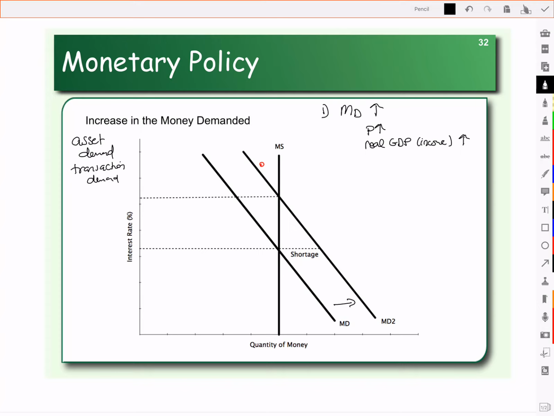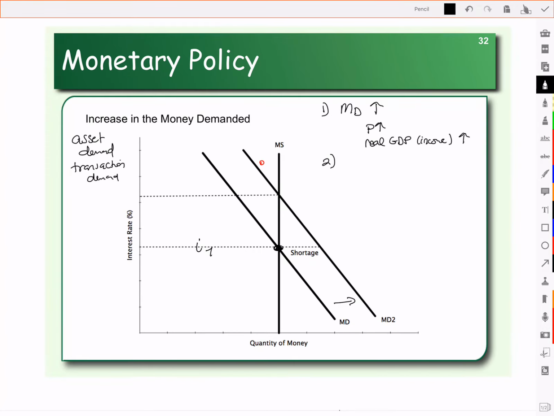Well, if the demand for money increases, what happens? At the current interest rate, so here we are at the current interest rate, because of that increase in demand for money, the quantity demanded is now more than the quantity supplied. Okay. So if we want more cash than there is, we have a shortage. There's not enough cash.